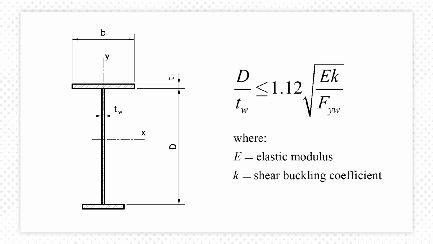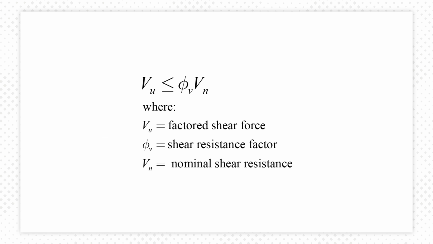The shear buckling to yield ratio depends on the web slenderness ratio D divided by T sub w. When this ratio is less than this equation, C equals 1.0. The AASHTO specification provides equations for C when the web slenderness ratio is larger. Multiplying the nominal shear strength by the shear resistance factor, we get the design shear strength. When this is greater than the factored shear, from either a beam formula or shear and moment diagram, the member is adequate for shear.